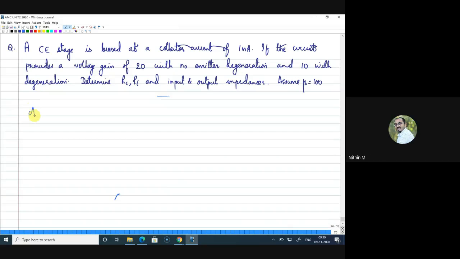Excuse me, sir. I have a small doubt. The early voltage VA is not given, right? So you can neglect r_o. Yeah. Yes, Naveen, go ahead.